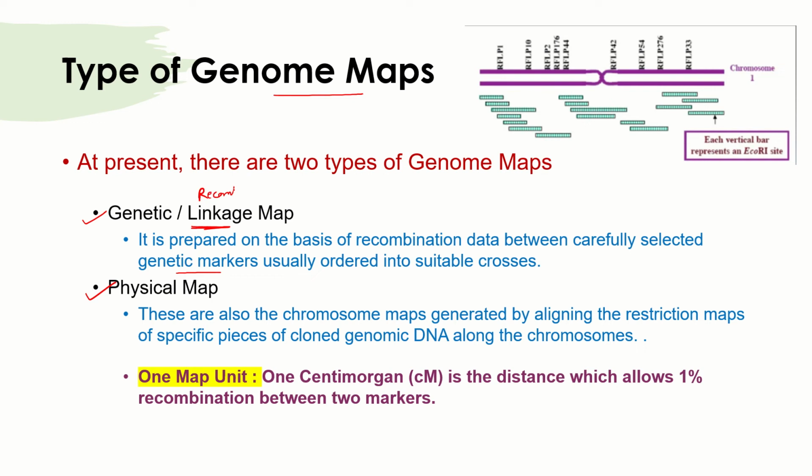You all have studied these terms, recombination and linkage, in your lower classes. These are inversely related. More is the recombination, lesser is the linkage between two genes, and vice versa. So we are going to first identify a few sequences in the genome which will serve as genetic markers, and then we will study their recombination frequencies and prepare the linkage maps accordingly.